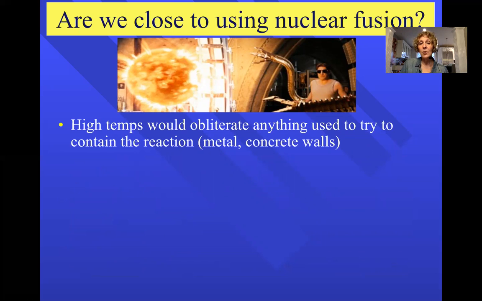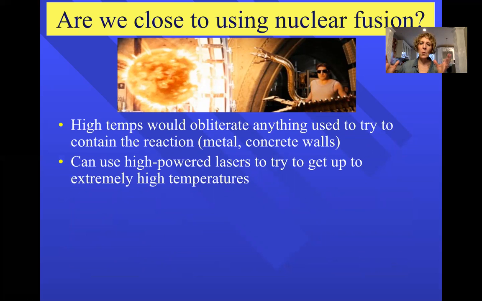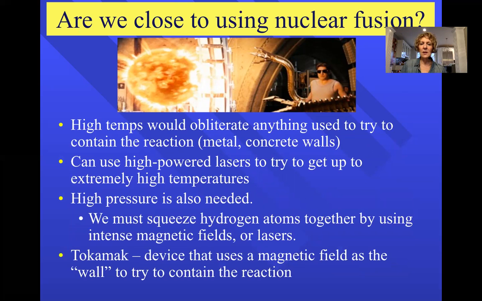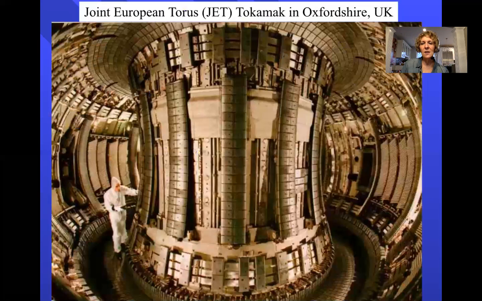Because of these high temperatures, we have to try to figure out a way to control these reactions. We can use high-powered lasers to get the temperature up. We also need very high pressures. And what we're using right now is a magnetic field to try to contain the reaction. And so this is a nuclear fusion reactor accelerator that's in England.